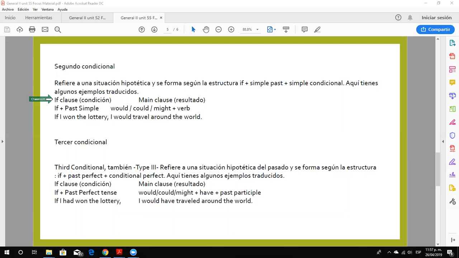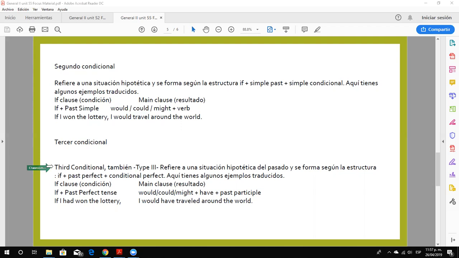The structure is if plus past simple plus would, could, might plus verb. Here we have the example. If I won the lottery, I would travel around the world. Third conditional.